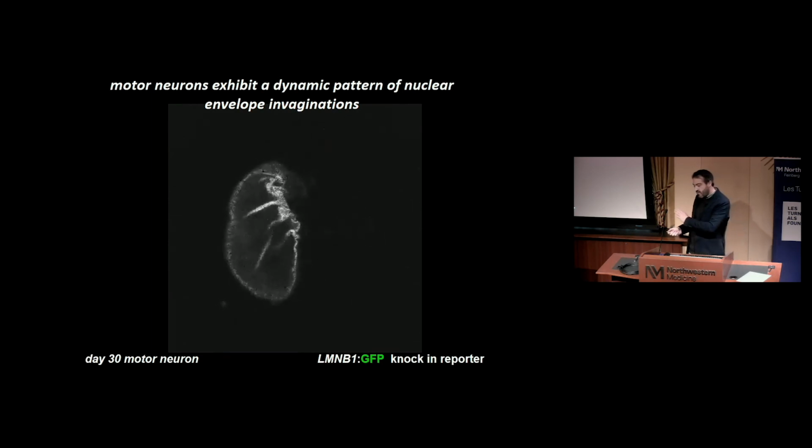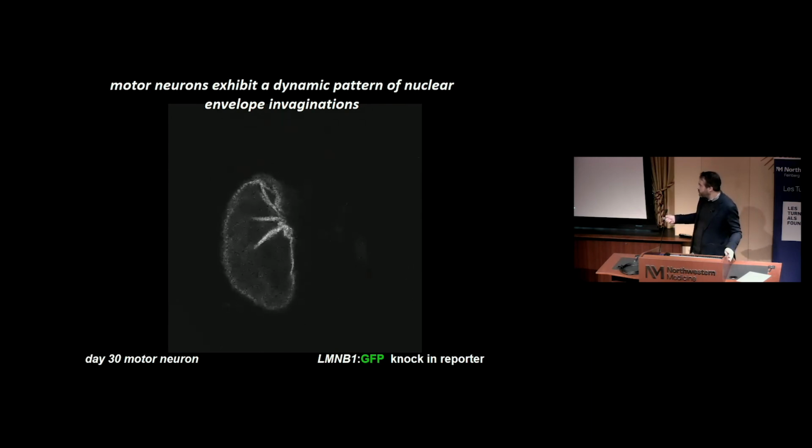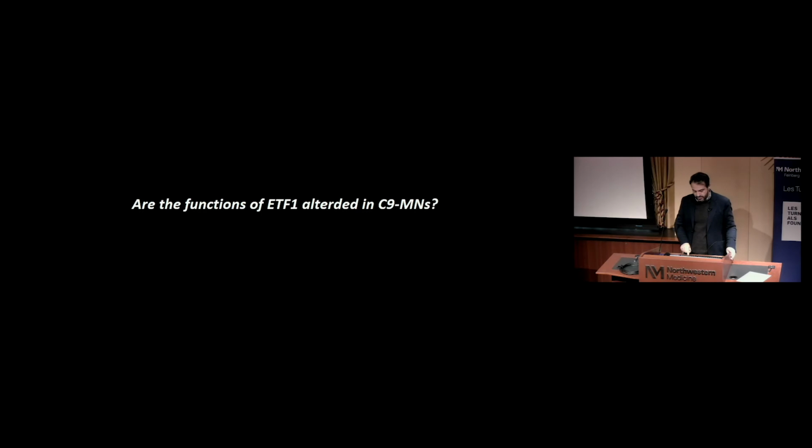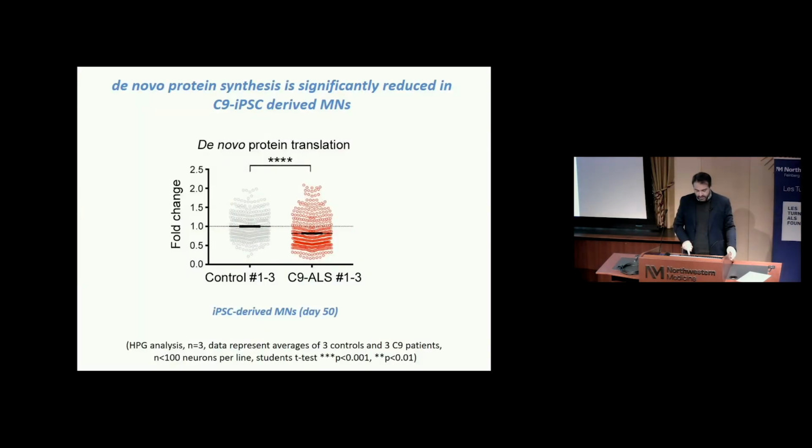But what we want to focus on for the rest of the 5 minutes is what we know about the role of ETF1 and the accumulation of ETF1 within these structures in motor neurons. I told you that ETF1 is implicated in 2 processes, protein translation and nonsense-mediated decay degradation. So we looked at these processes, and we found that in C9 patient motor neurons, de novo protein synthesis, so translation, seems to be decreased. This decrease was ETF1 dependent. In experiments I'm not showing you, we showed that when you remove ETF1, you basically block translation in controls, but there's very little effect in the C9 cells.